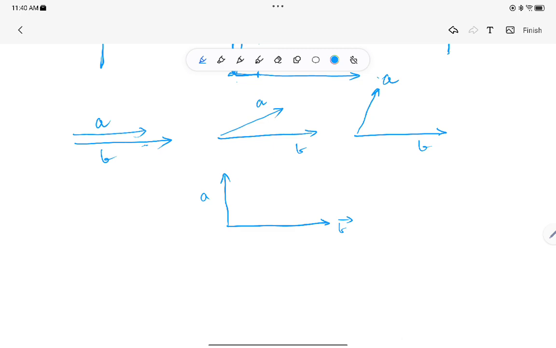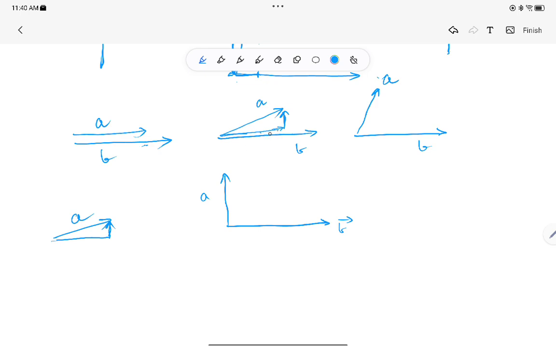Why? Because see, make this A separately here. What you have learned in your previous video lecture is that A has two components, one along this, another along this. These are its two components. This horizontal component of A is parallel to B. Even though full A is not parallel to B, a part of A is parallel to B.